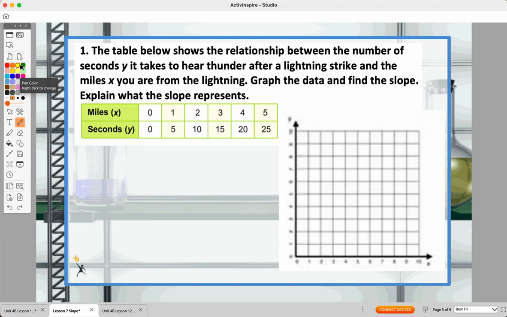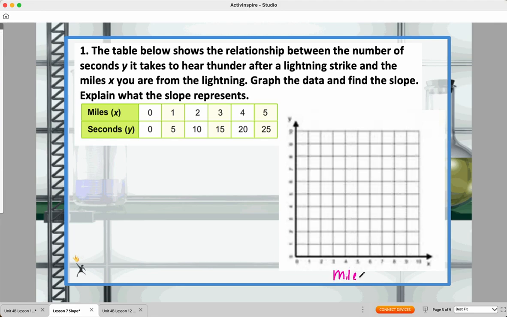The table shows the relationship between the number of seconds, y, that's our dependent variable, that it takes to hear thunder after a lightning strike, and the miles, x. So x is our independent variable, y is our dependent variable. And we'll go ahead and label our axes. This is our miles. This is our seconds. I can't write really neatly upside down, so I'm just going to write S for seconds. Graph the data and find the slope.